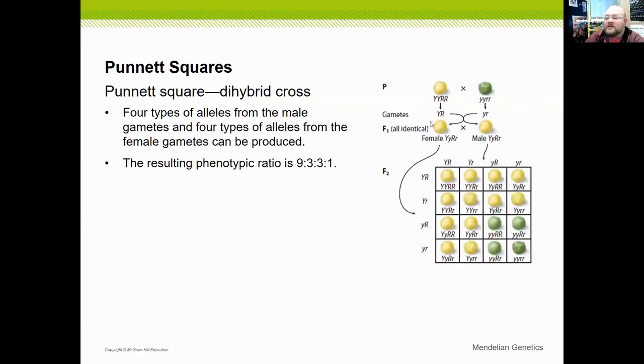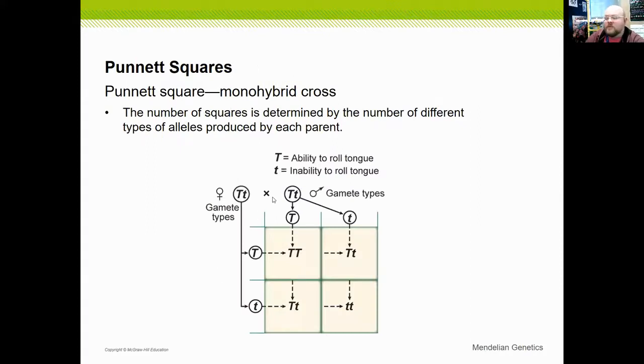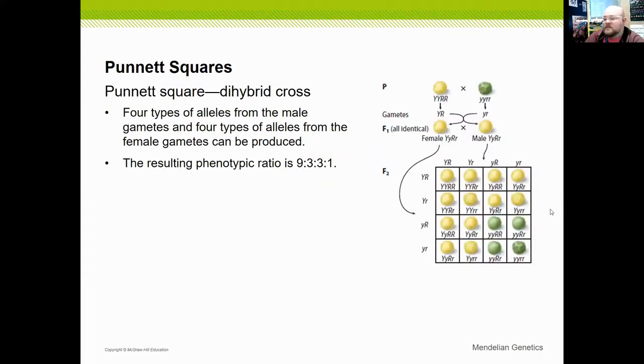Now, in a dihybrid cross, things get a little more complicated. You don't have to worry too much about this. I'm not going to make you do any of these. Next week, you probably will do a regular 4-square Punnett square. But for now, with this dihybrid cross, I'm just going to explain what it is. So we have 4 types of alleles from the male gametes and 4 types of alleles from the female gametes that are produced. And if you look through it, it produces a ratio of 9 to 3 to 3 to 1. So 9 of one kind, 3 of one, 3 of one, and 1.